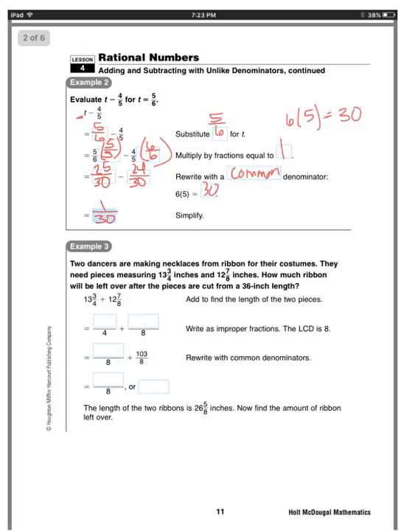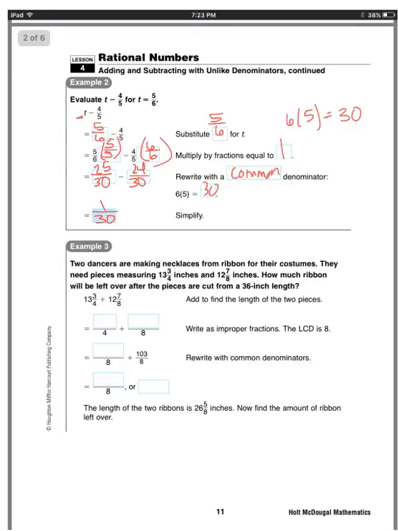Example 3. 2 dancers are making necklaces from ribbon for their costumes. They need pieces measuring 13 3/4 inches and 12 7/8 inches. How much ribbon will be left over after the pieces are cut from a 36-inch length? The first thing we're going to do is add to find the length of the 2 pieces. I mean, it tells us to do that right there, right? So we're going to take 13 3/4 plus 12 7/8, and we're going to write those as improper fractions.